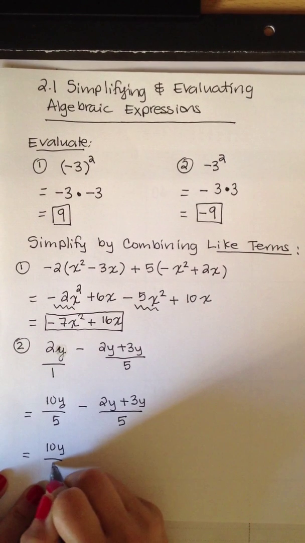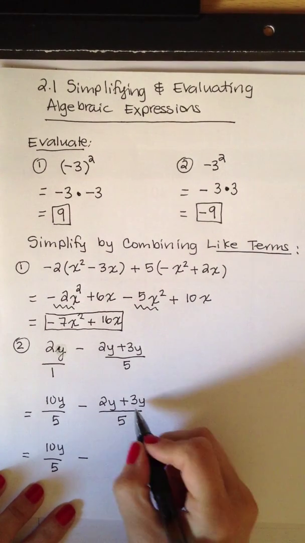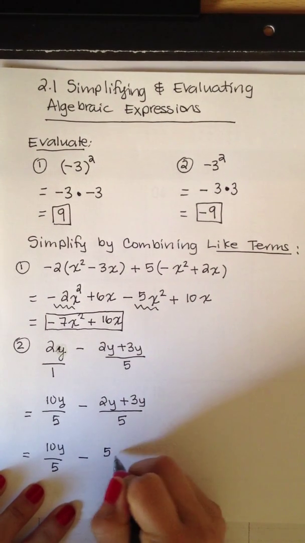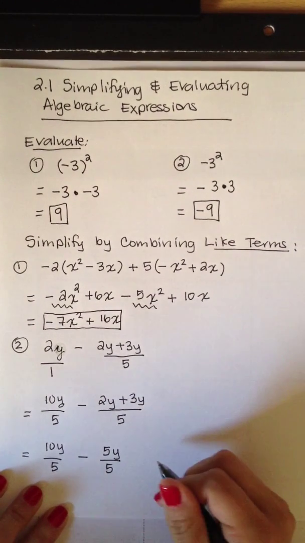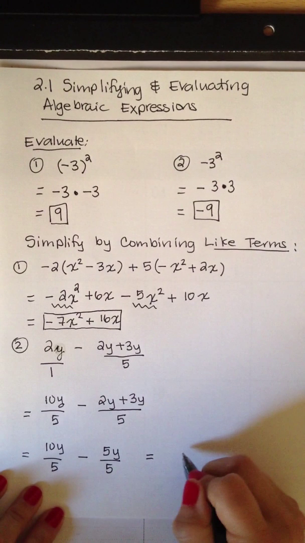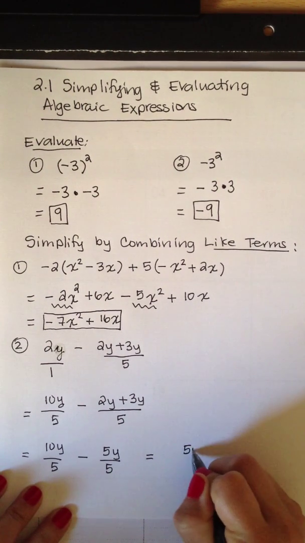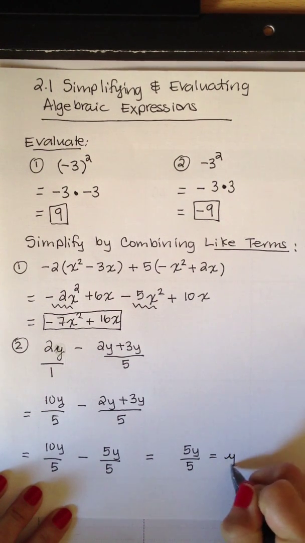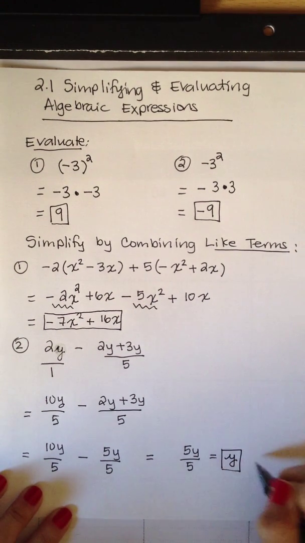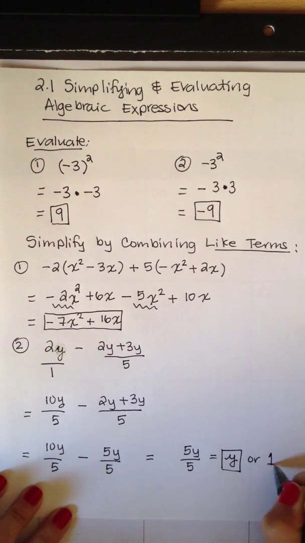10y over 5 minus, right there we have 5y over 5. And then of course combine our like terms, which gives us 5y over 5, and our final answer would just be y, or you can also write 1y.